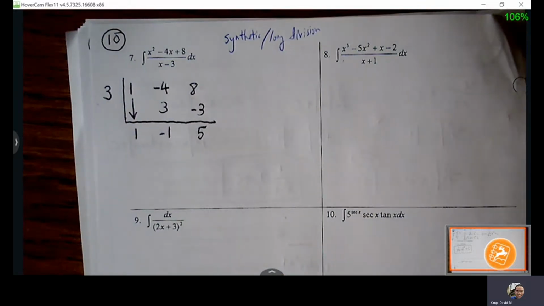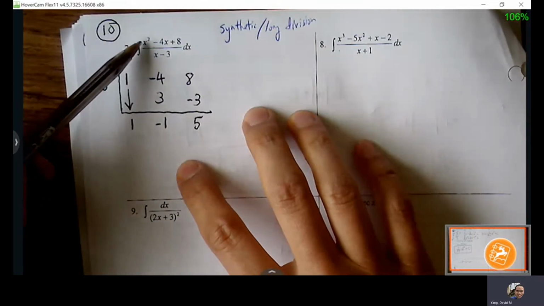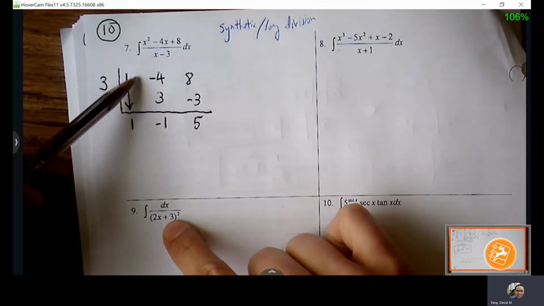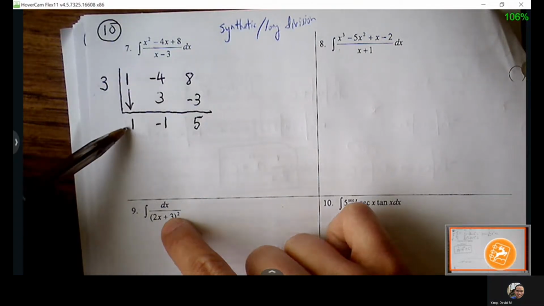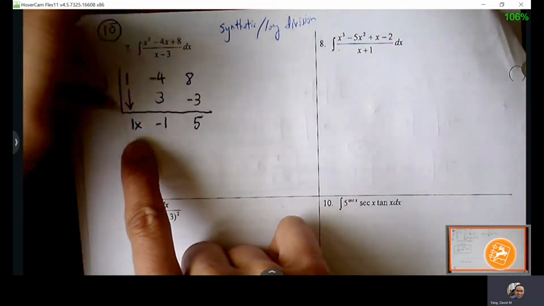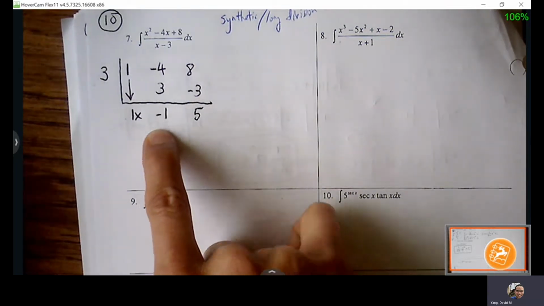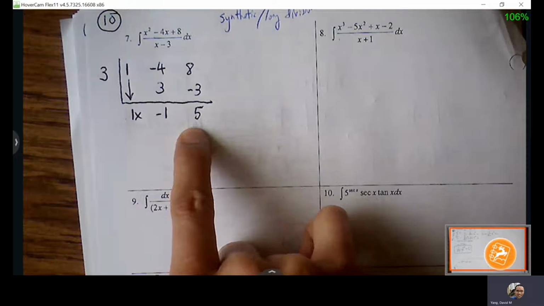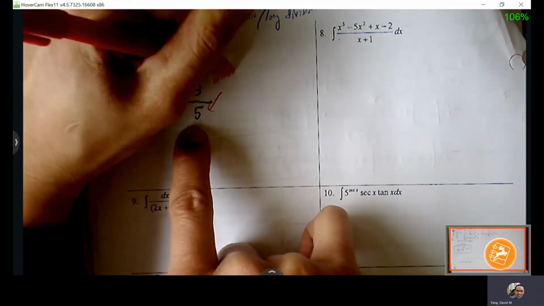Okay, so now we have to assign variables to those coefficients. Remember that you're dividing by x to the first power, so every degree is going to fall by 1. This initially was x squared, so this is going to fall to what? Just x. And everything is going to fall by 1 degree. So this is x, this is a constant, and what do we call this? Remainder.